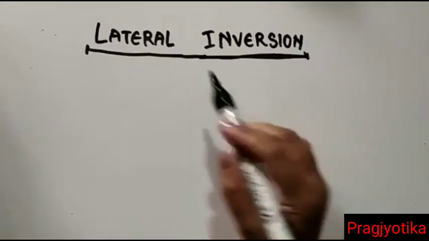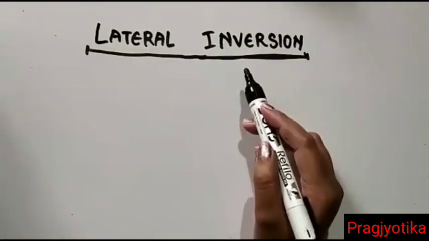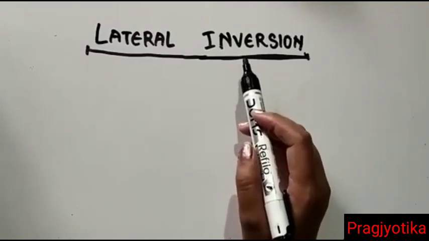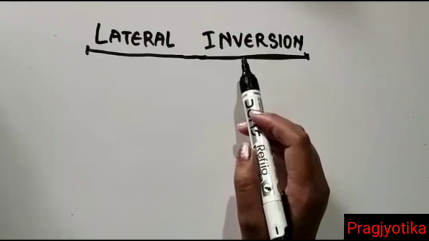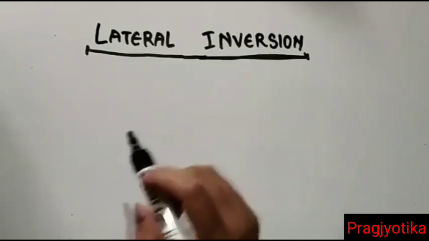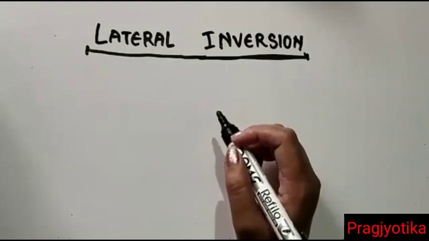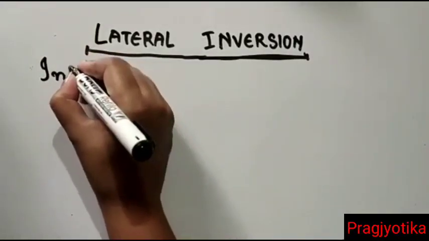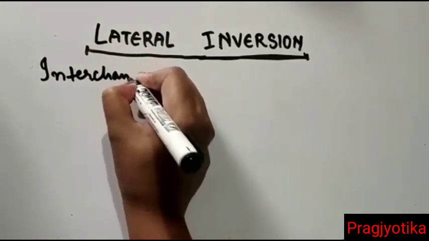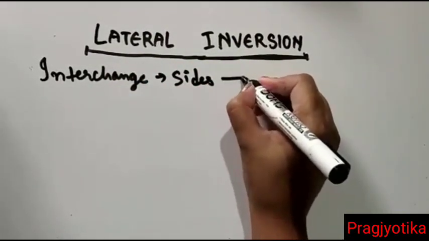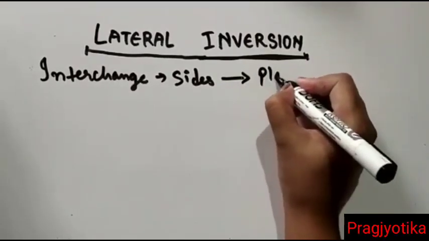Now our next topic is lateral inversion. What is lateral inversion? Well, lateral inversion is the effect, or you can say phenomenon, in which the left hand side of an object appears right in the plane mirror and the right side of an object appears left in the plane mirror. So basically the interchange of the sides of an object in the plane mirror is called lateral inversion.